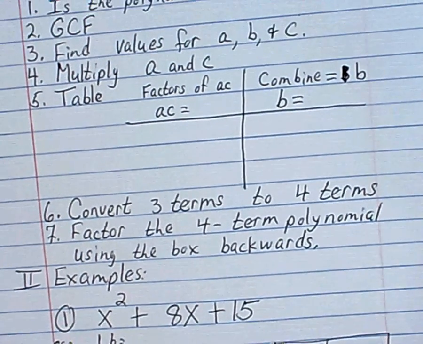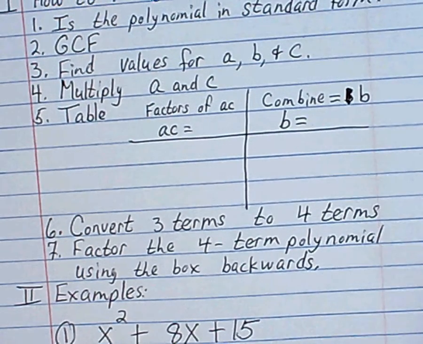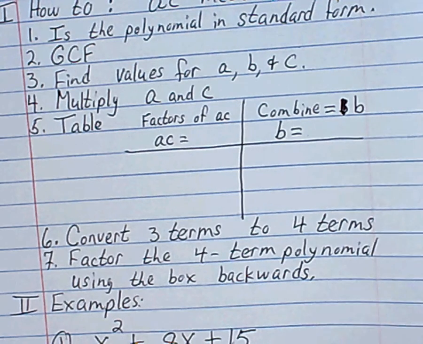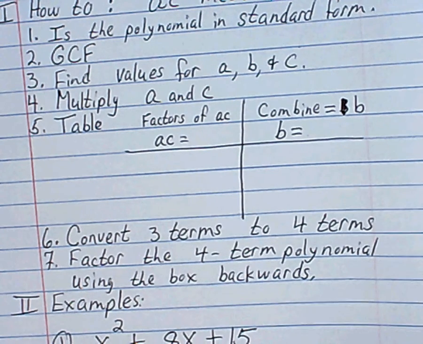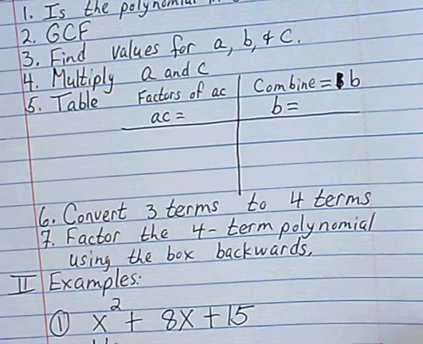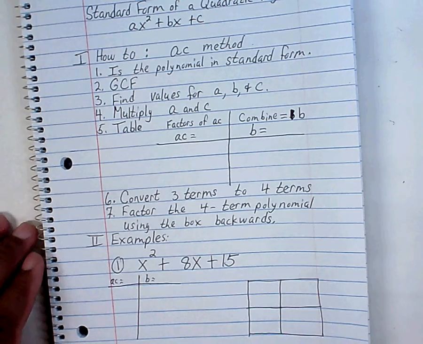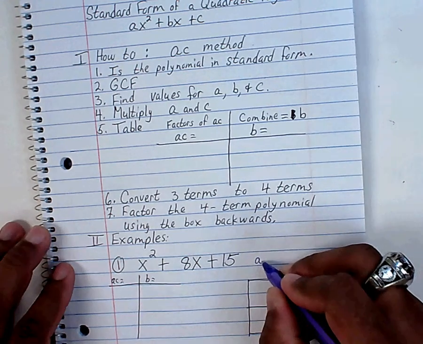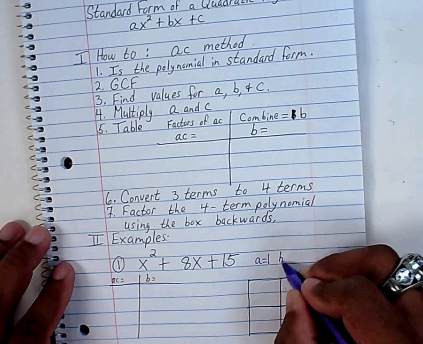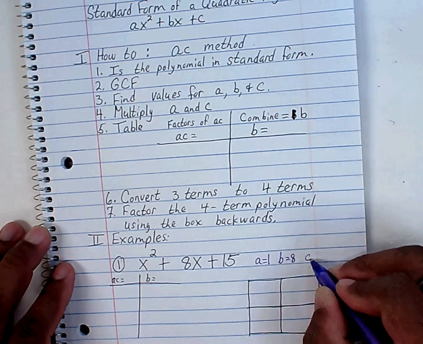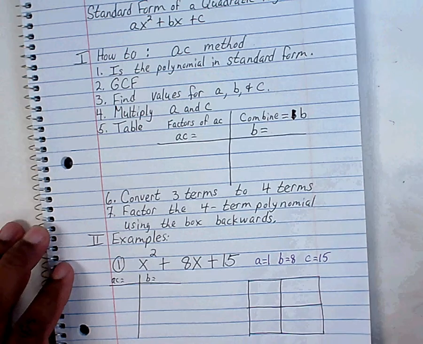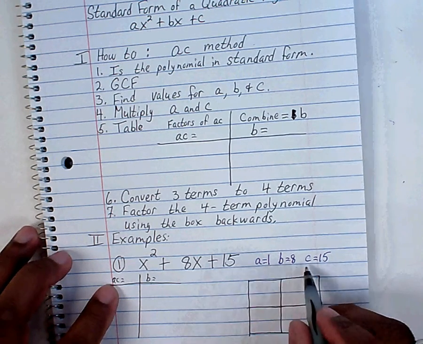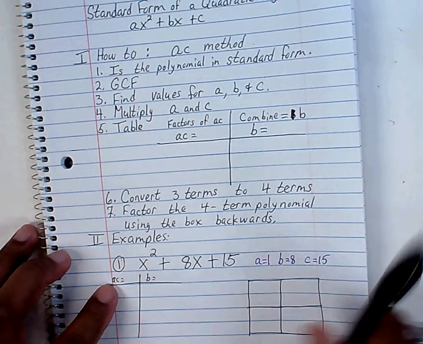So our first step here is to see if we have our polynomial in descending order. Is it in standard form? x squared plus 8x plus 15. So it is in descending order. So now we need to pick out the value of A, the value of B, and the value of C. The value of A is equal to 1. The value of B is equal to 8. And the value of C is equal to 15. Our steps say we need to multiply A times C. 1 times 15 is going to give me 15.